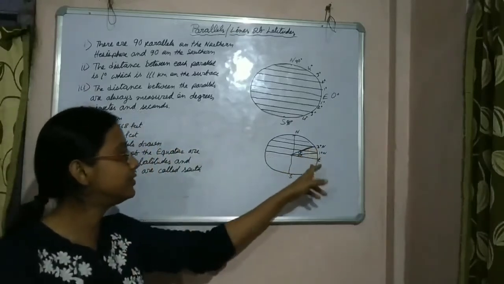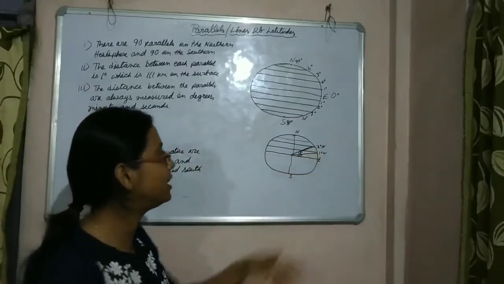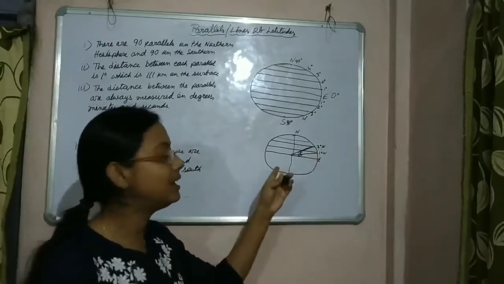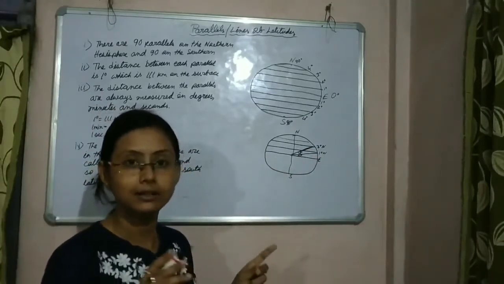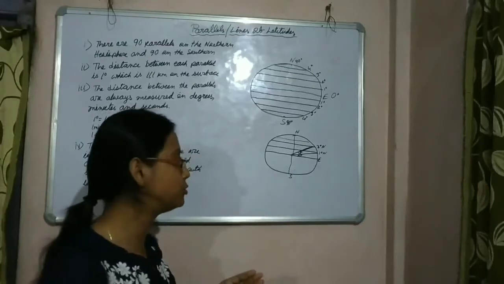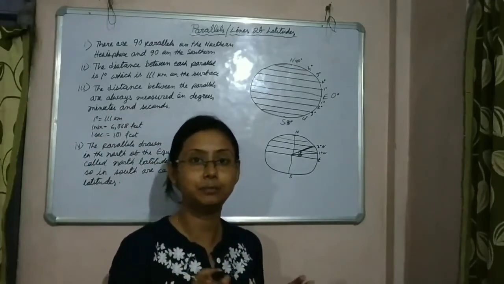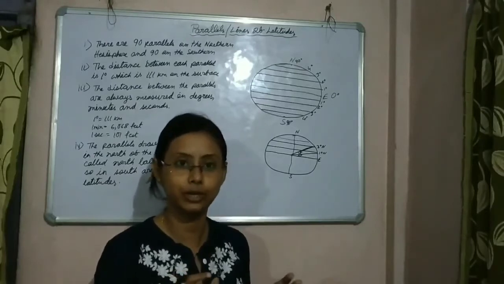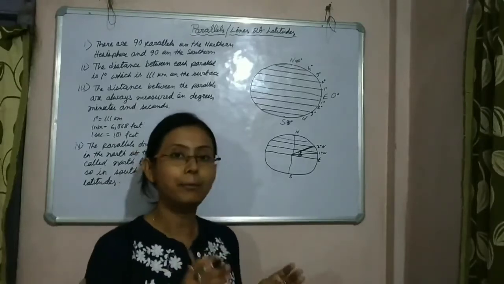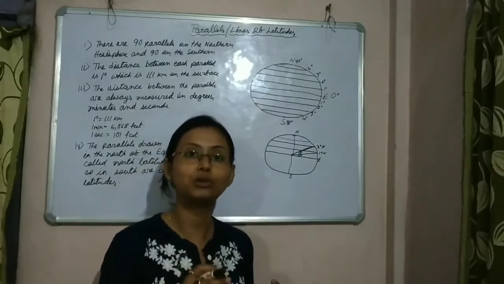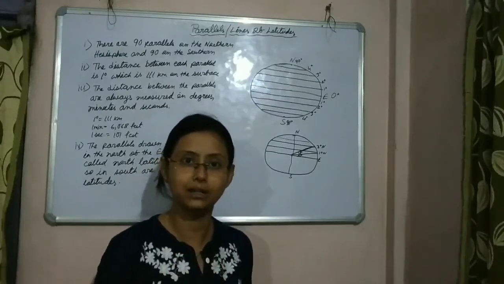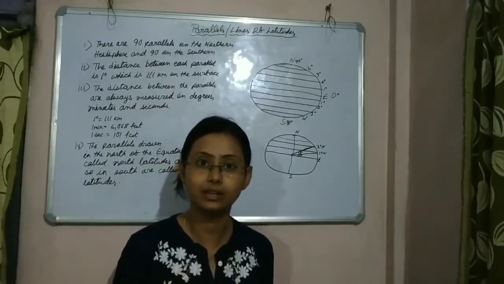The surface distance between each of these parallels. Now we know that parallel lines are two lines drawn at a particular distance, maintaining the same distance throughout their journey. When two lines are drawn maintaining the same distance throughout their journey, those lines are called parallels. Here we can take the example of rail tracks.